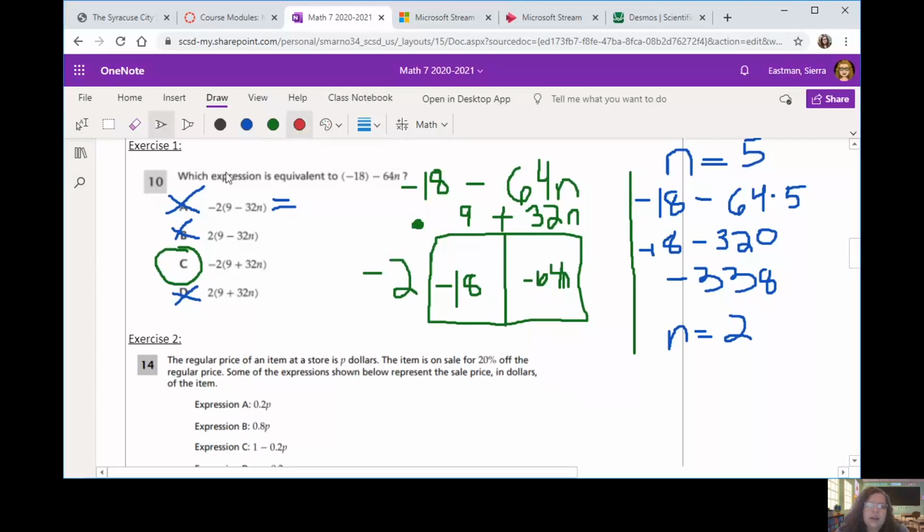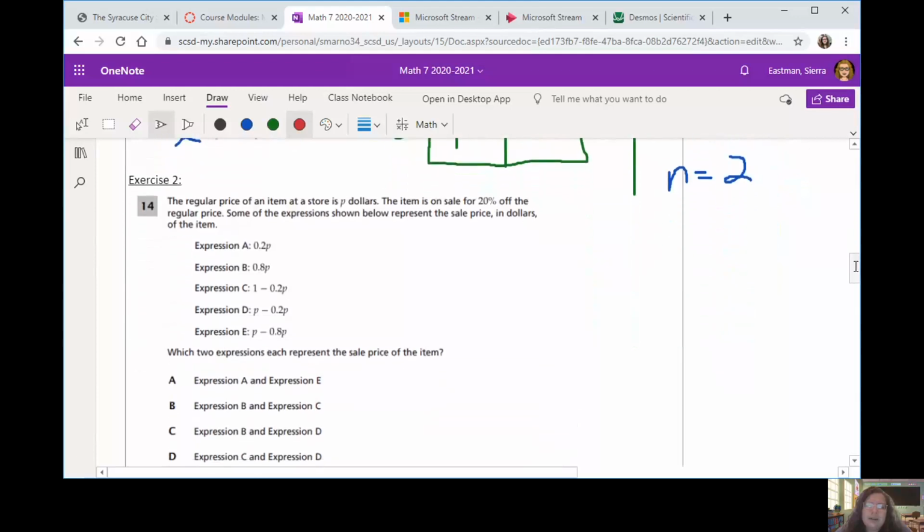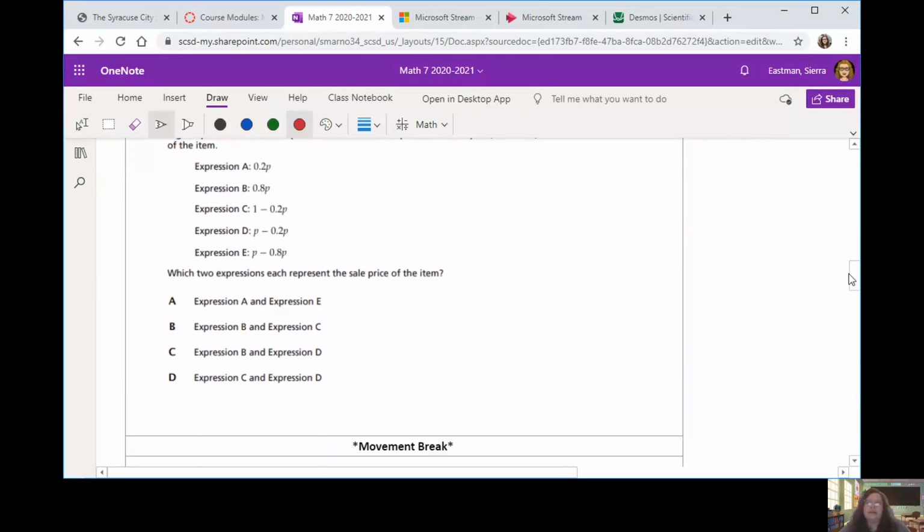anytime that they are saying the word equivalent. Okay, the word equivalent means equal. So either you know how to use your algebra skills to write an equivalent expression, just like we did the first time, choice C, or you know how to use your calculator during this really cool trick and test each one until you find the equal value. All right, let's try that one more time with exercise 2 before I let you guys start your practice.